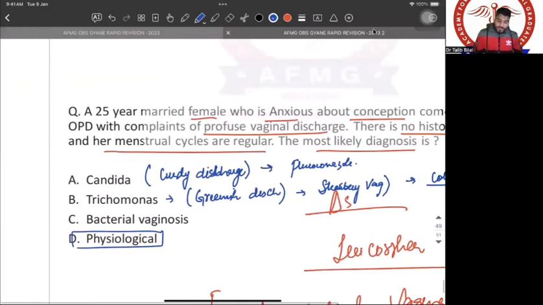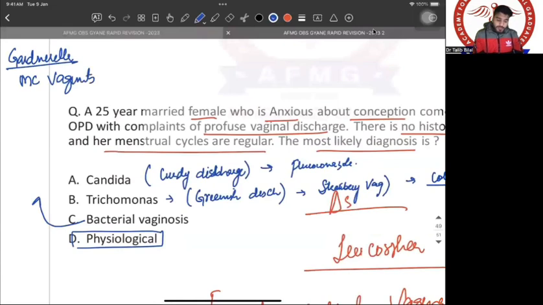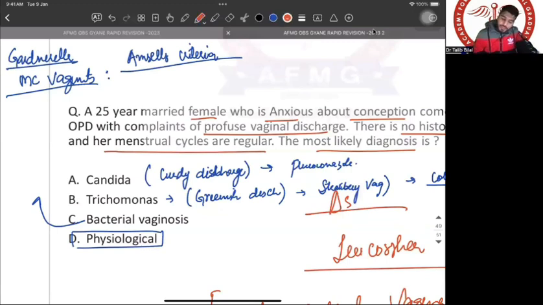Then the last one, my dear students, bacterial vaginosis. It's caused by Gardnerella. It's the most common vaginitis. I'm repeating this because it is very important. You have a criteria called Amsel's criteria. What is the criteria name, my dear students? Amsel's criteria.